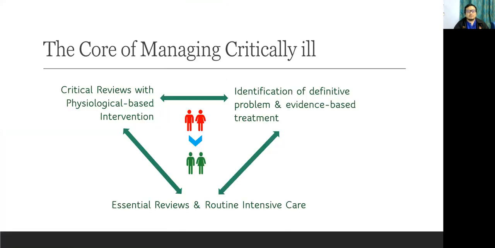So in my point of view, the way I think about how to manage critically ill is that the core of it is to do a critical review with physiological-based intervention. At the same time, we are doing an essential review with routine intensive care. I will explain to you about these critical reviews and essential reviews. And at the same time, we want to identify the definitive problem, what makes the patient sick, and employ evidence-based treatment as a definitive treatment to make the patient better.